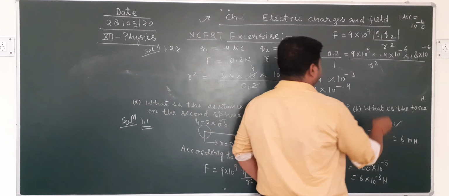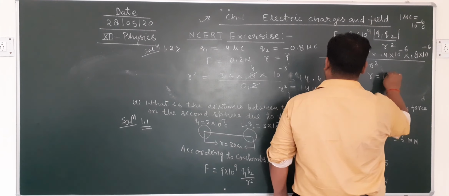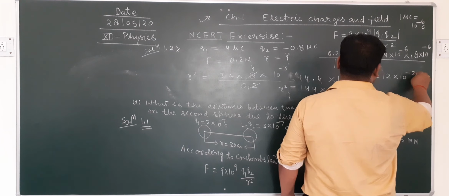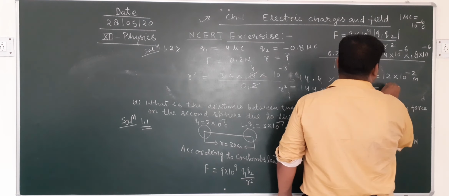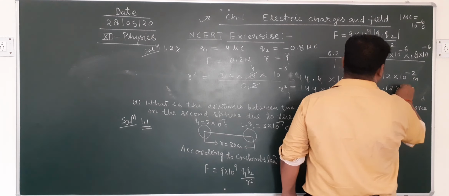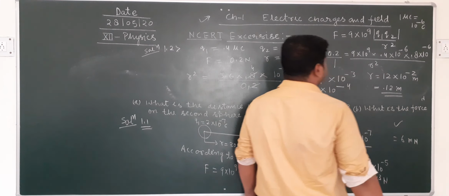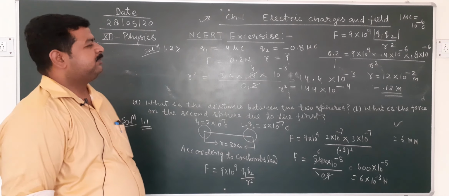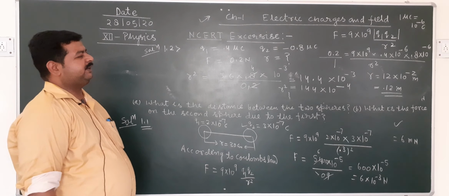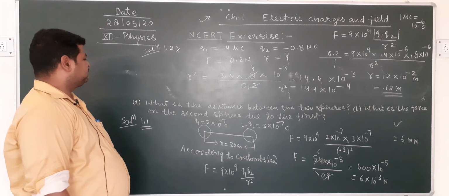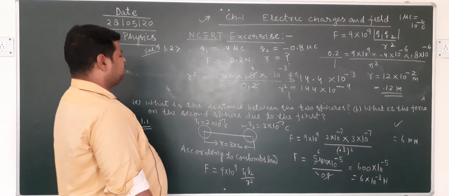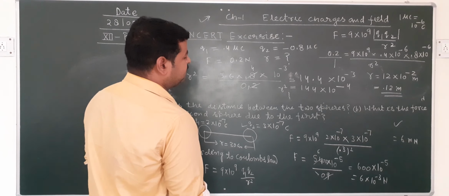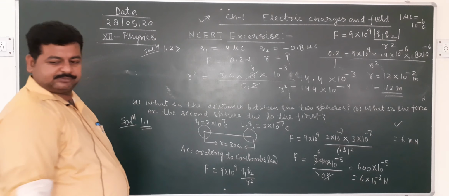So after simplification we get r is equal to 12 into 10 raised to power minus 2 meter, or 0.12 meter. So this is the distance between the two spheres having charges 0.4 microcoulomb and 0.8 microcoulomb. So this is the answer of the first part of the question. Now we are going to the second part of the question. Clear?